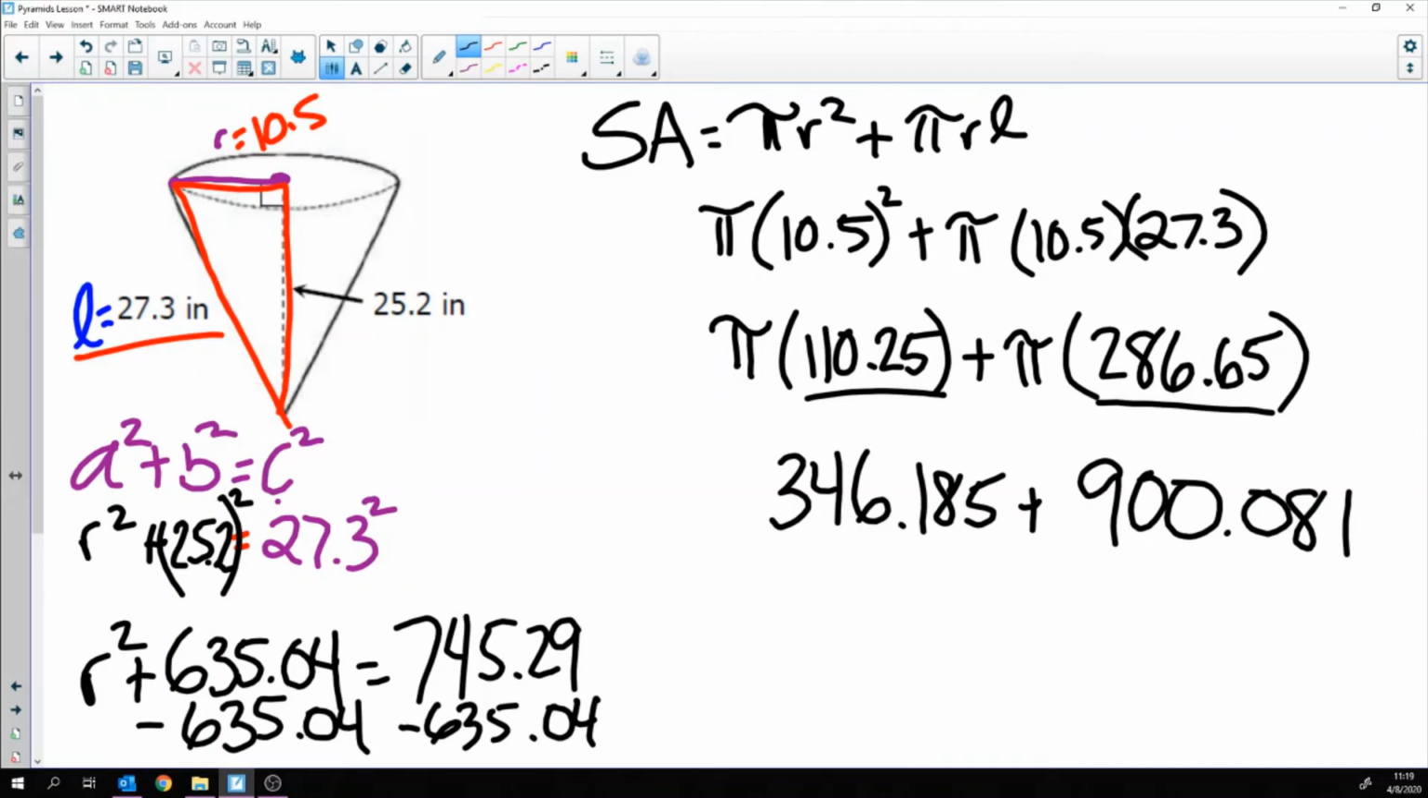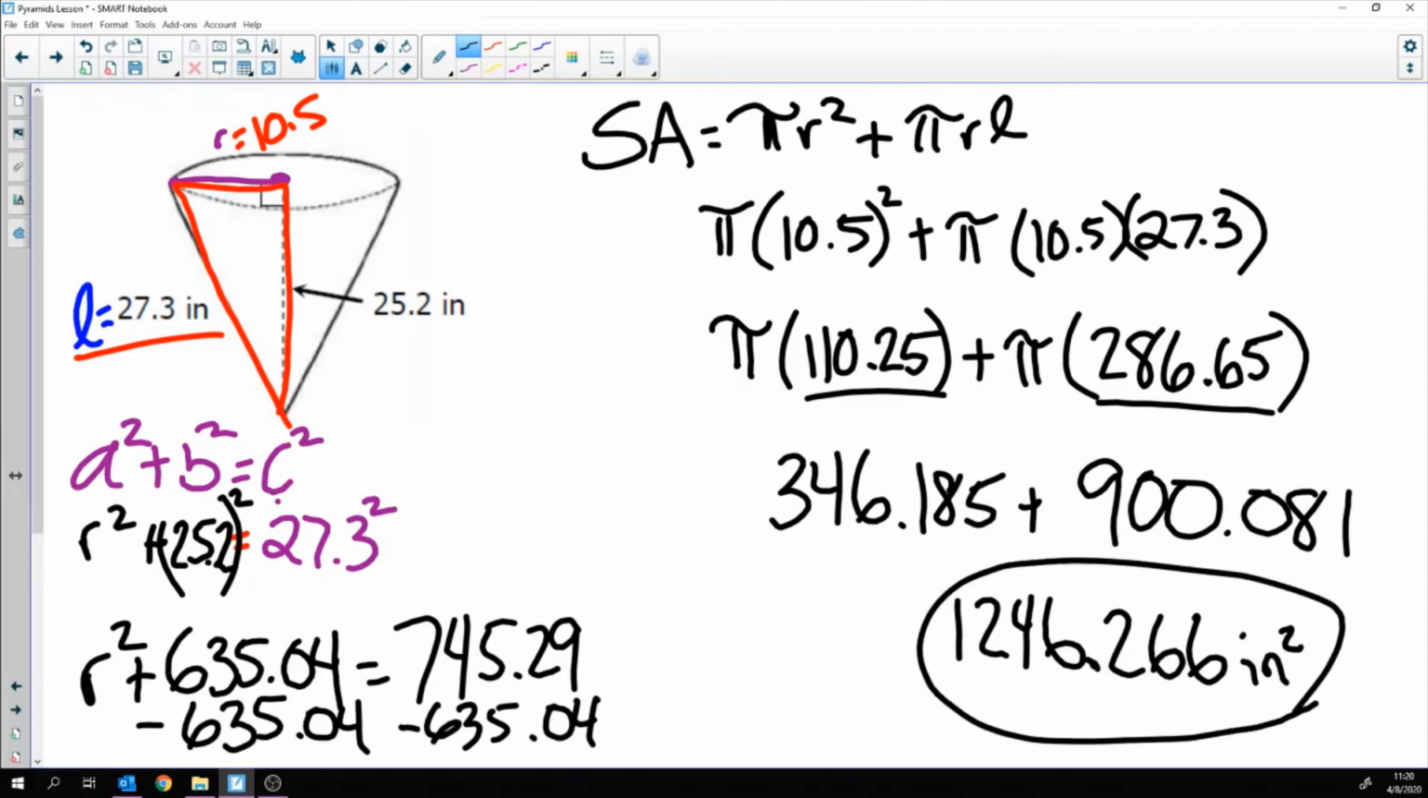Last thing to do is add those together. 346.185 plus 900.081, you should get 1246.266. This problem, we didn't ask about rounding. Please read the directions. Depending on the problem, might ask you to round to this or that or the other thing. So this one, I'll just leave it be. And then the units are inches and its surface area, so that's always going to be squared.